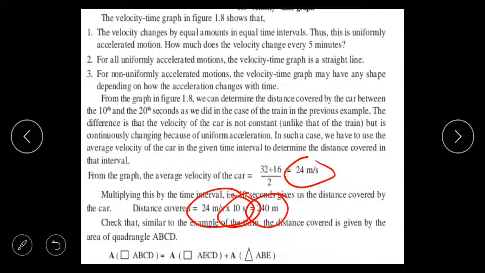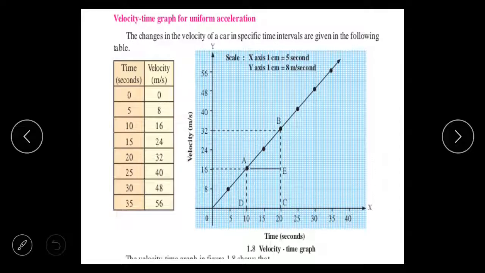Now one more question is asking here: similar to the example of the train, as we have observed, is the distance covered given by the area of the quadrangle? Is there any relation between the distance covered and the area of this quadrangle? Which quadrangle? This ABCD. Observe this quadrangle first. This is not a particular kind of shape. In our previous example there was a rectangular shape, so we directly calculated the area by applying the formula of area of a rectangle. But this is not a defined shape.